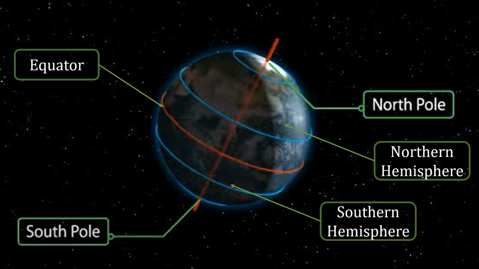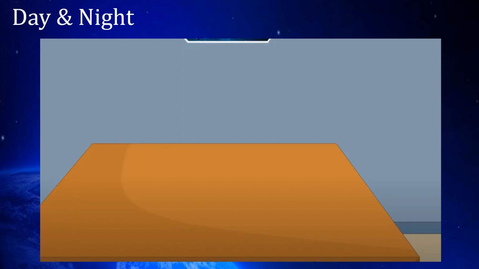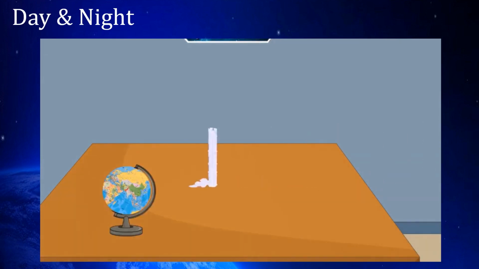Children, let us do one activity now. From this, you can understand how day and night take place. Children, this is one table. Now stand a candle in the middle. Okay, draw a big circle around the candle. This circle means the orbit on which the earth revolves around the sun. Now light the candle. See that it is darker in the room.